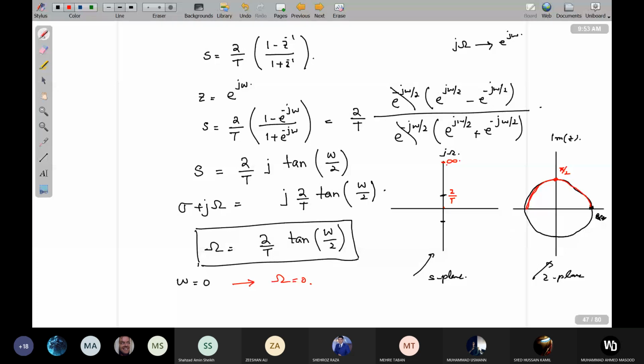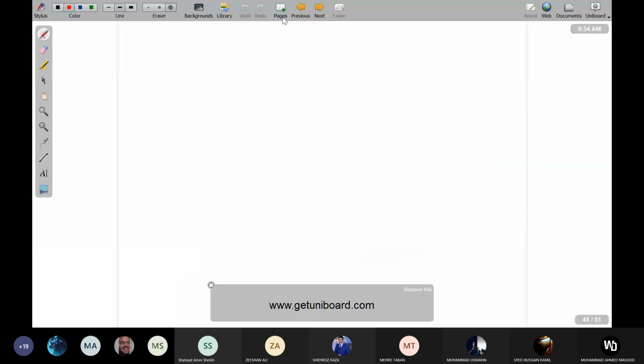And now let's see that the causal and stable H of s can be transformed into causal and stable H of z. So let's take a point here. Suppose I take a point here and I call this point minus 2 over 3T. Just for simplification, so that this T gets cancelled out, I'm making this minus 2 over 3T. And now let's see what happens. S is the point which is minus 2 over 3T.